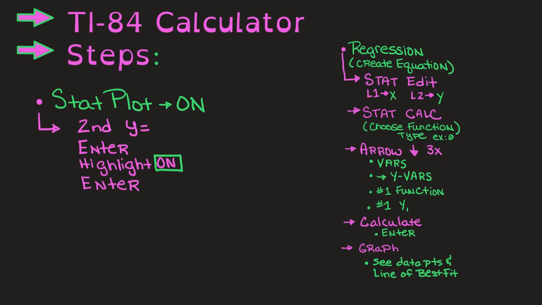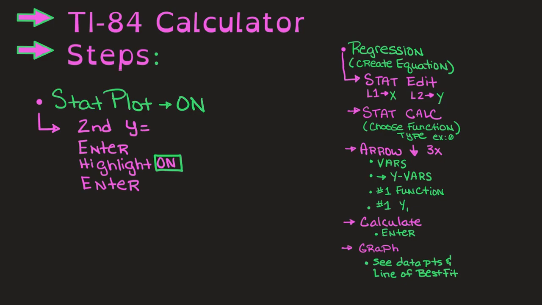Now, to do the actual regression, or to create the function that you're looking for from the table data, you will need to go into Stat Edit. Once you get into Stat Edit, in the L1 column will be your X values and the L2 column will be your Y values. Once you've inputted all those values, you're going to hit the Stat button again, arrow to the right under Calculate, and then you can choose which function regression you want to do, whether it's linear, exponential, quadratic, your choice.